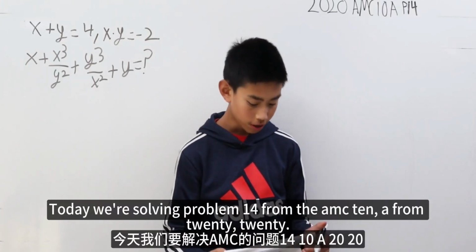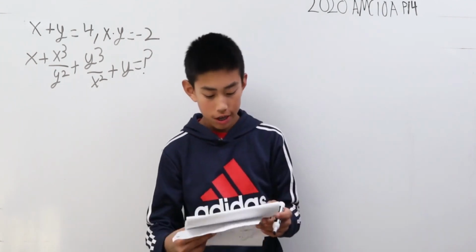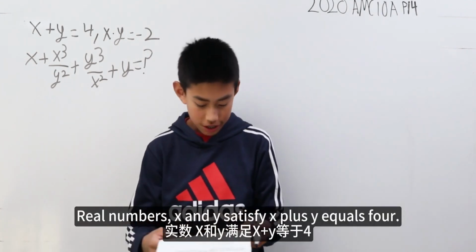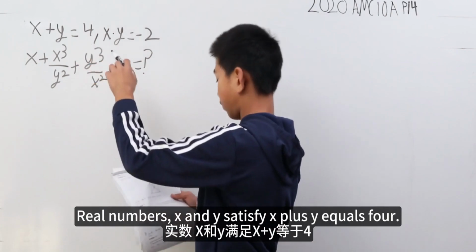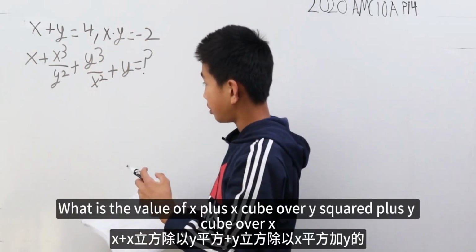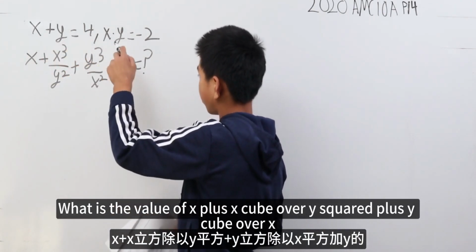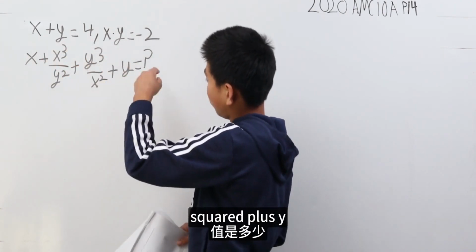Today we're solving problem 14 from the AMC 10A from 2020. Real numbers x and y satisfy x plus y equals 4 and x times y is negative 2. What is the value of x plus x cubed over y squared plus y cubed over x squared plus y?